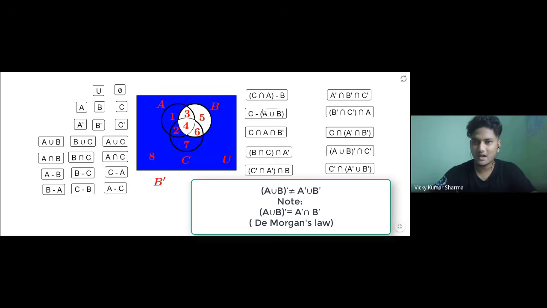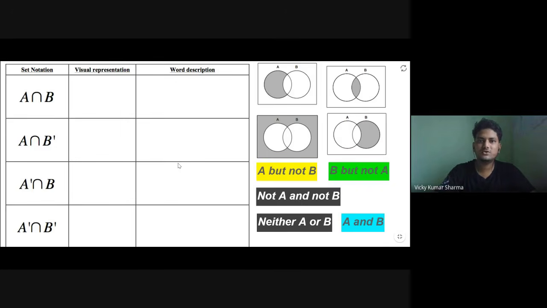So this is something I could not show here on this diagram, so you can practice it on your own. Okay. So Devjyoti, as we have already gone through some of the set operations, I have a small assignment for you here. On the left hand side there is a table which represents set notation, visual presentation and word descriptions. On the right hand side there are Venn diagrams and word descriptions. All we have to do here is match the visual representation and word descriptions.